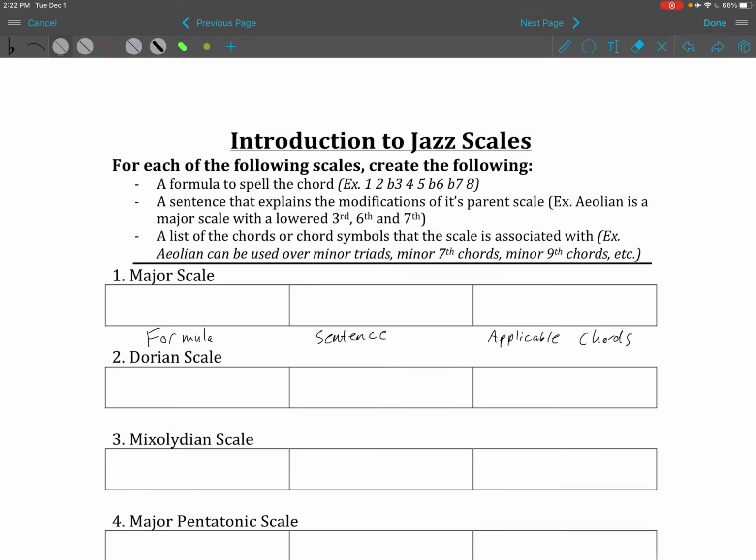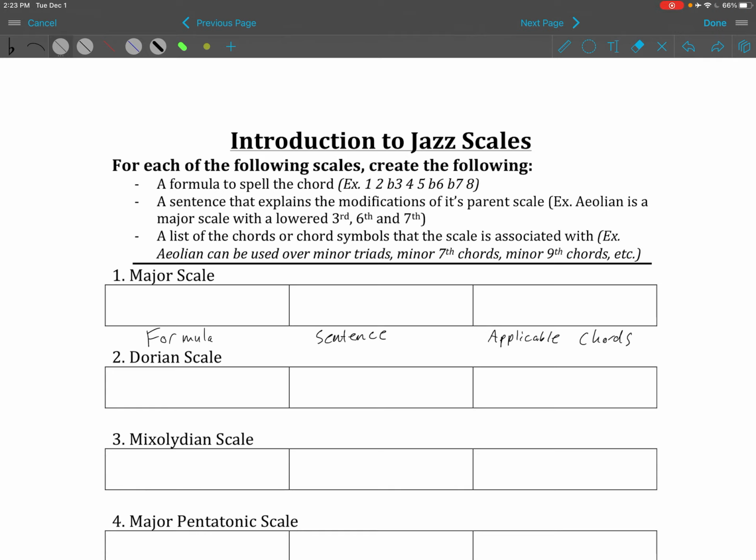Hey guys, so today's jazz theory tutorial video is on the introduction to jazz scales. So basically what's happening here, guys, is we've already covered harmony. We've already learned basically every kind of chord that we can come across, and what they sound like, and how to construct them, and how to identify them, and how to play them, and things like that.